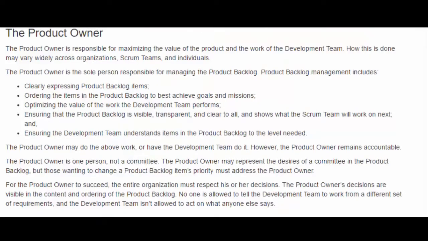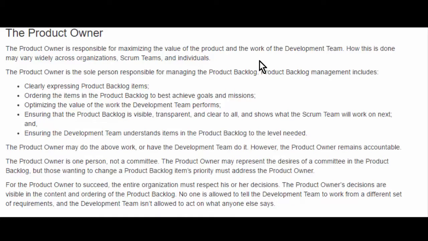Here we are looking at the definition of the product owner from the Scrum Guide. We're going to go through this sentence by sentence. The product owner is responsible for maximizing the value of the product and the work of the development team.